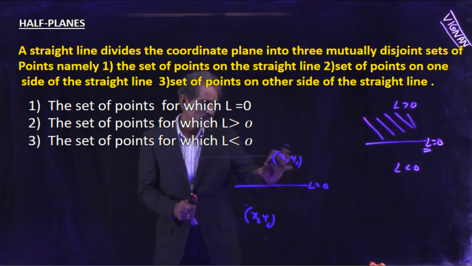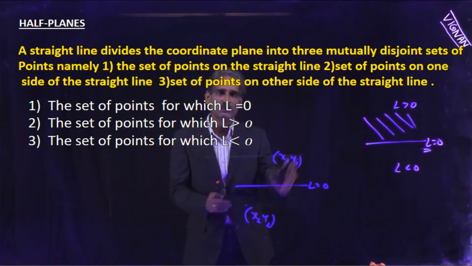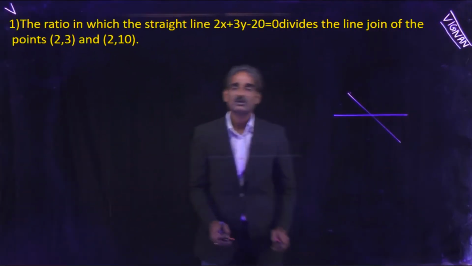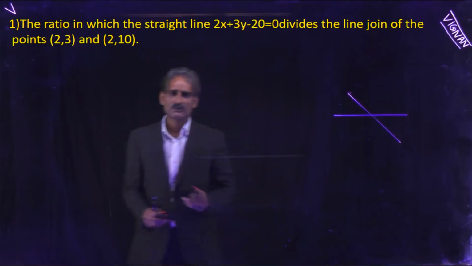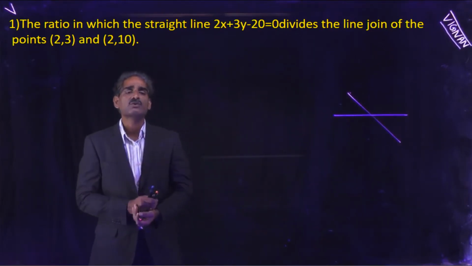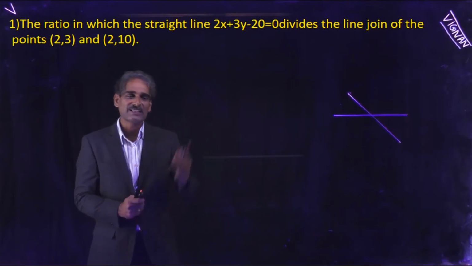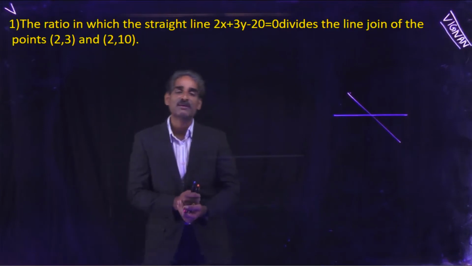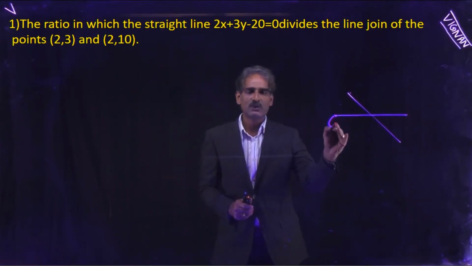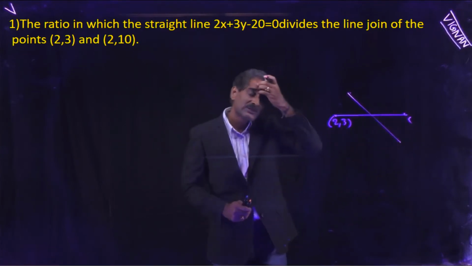So we have to discuss the position of the point with the help of some objective questions and some formulas. Now see one problem on this concept. Find the ratio in which the straight line divides the line segment joining two points. Suppose these are the positions of the two points: the first point is 2, 3 and the second point is 2, 10.